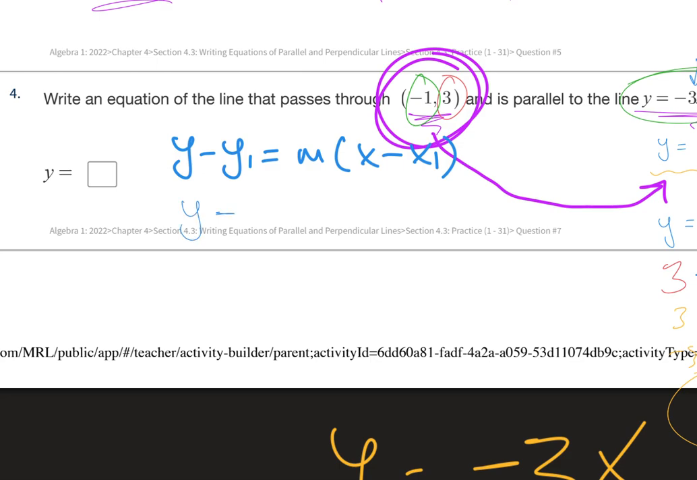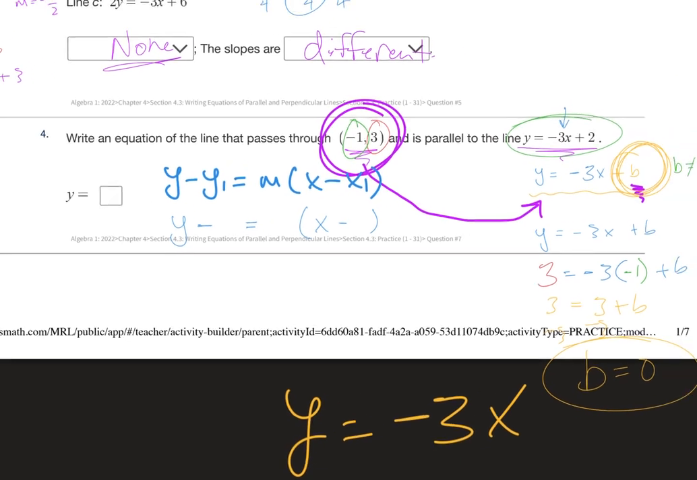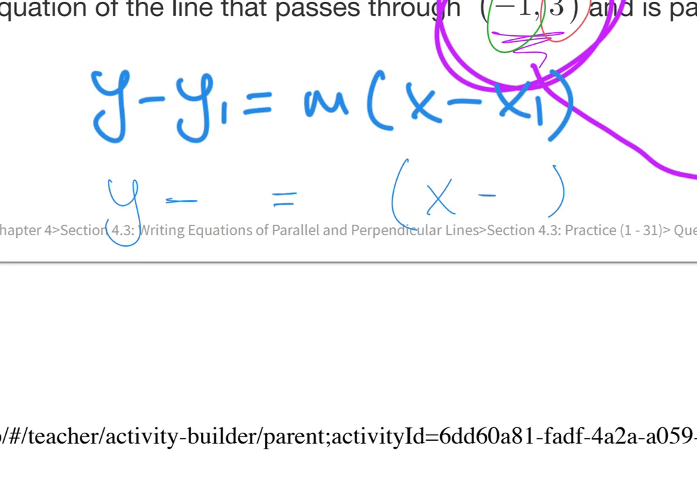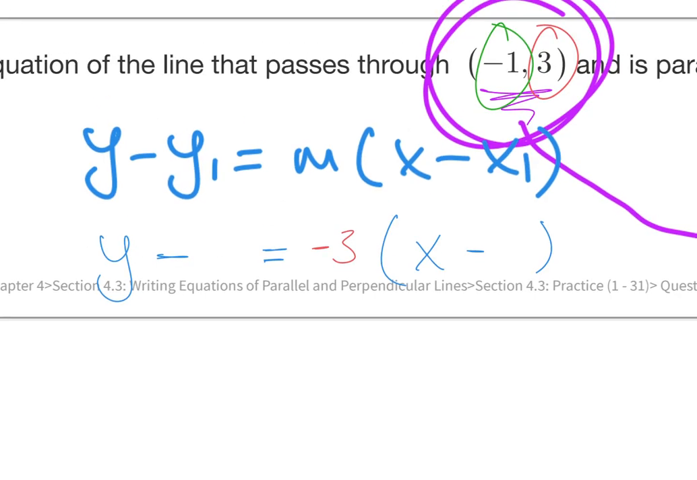And I say expected not because I'm checking up on you and making sure you do it. It's just what I would have expected. The slope was negative 1/3. I'm sorry, negative 3. I don't know where 1/3 came from. There it is. And we're going to plug in the point negative 1, 3. So y is 3, x is negative 1.